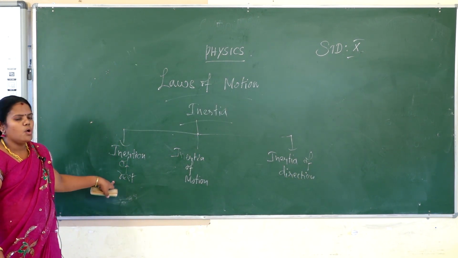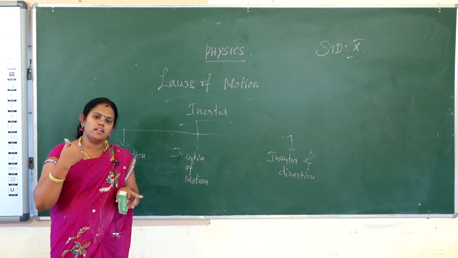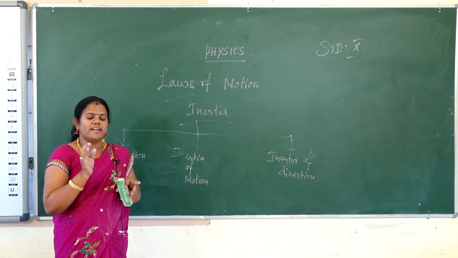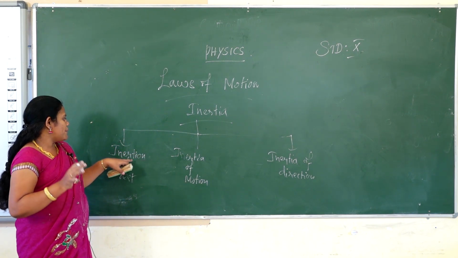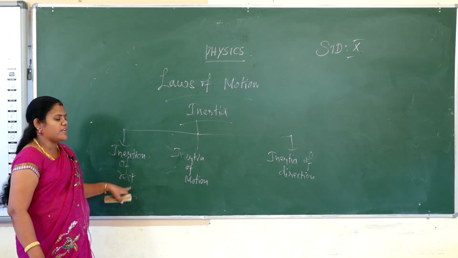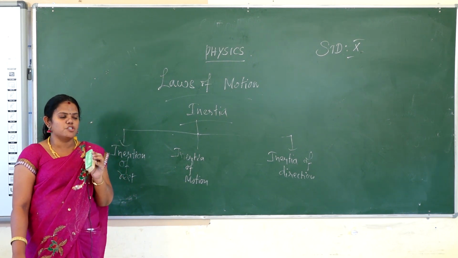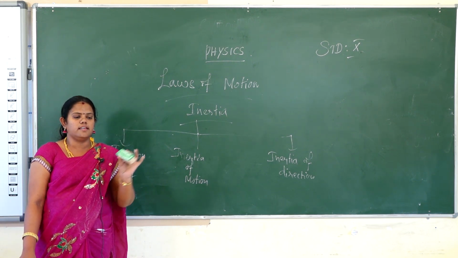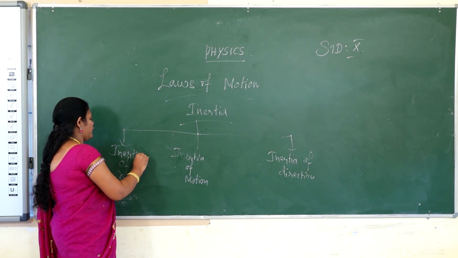Inertia of rest. One thing you have to consider, one thing will be in a rest position. If you apply force on the body, only then will the thing move. Force applied on the body, only the rest particle will be moving, that is inertia of rest. For example, one duster in the rest position, I apply force on the duster, only then will it move, that is called inertia of rest.